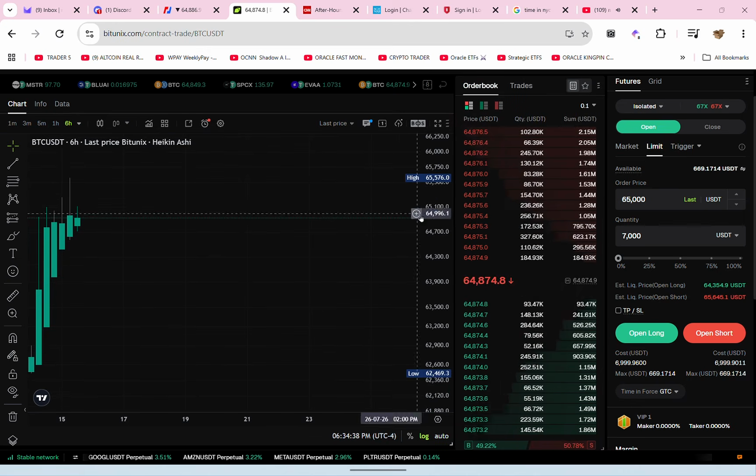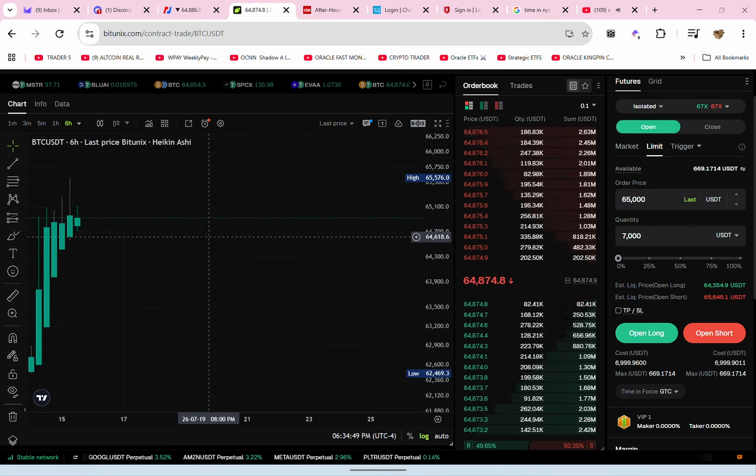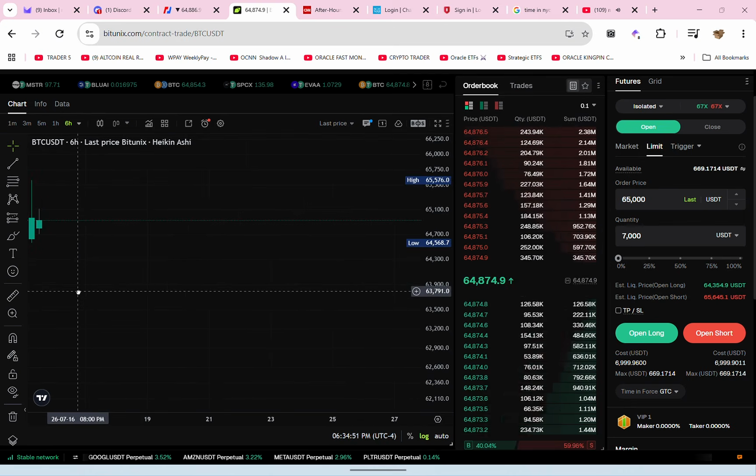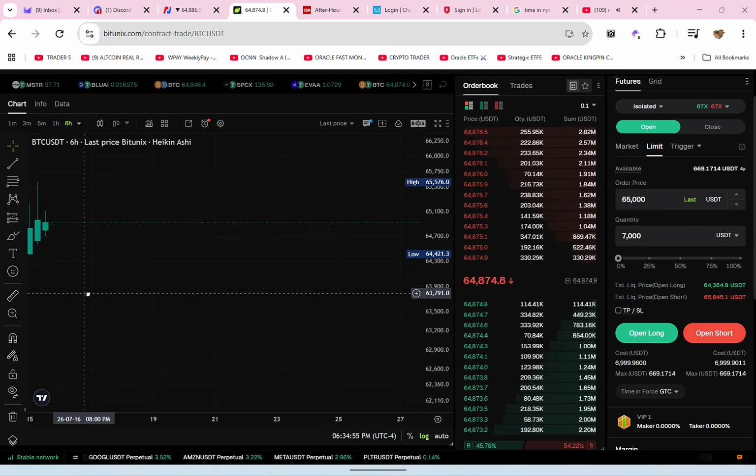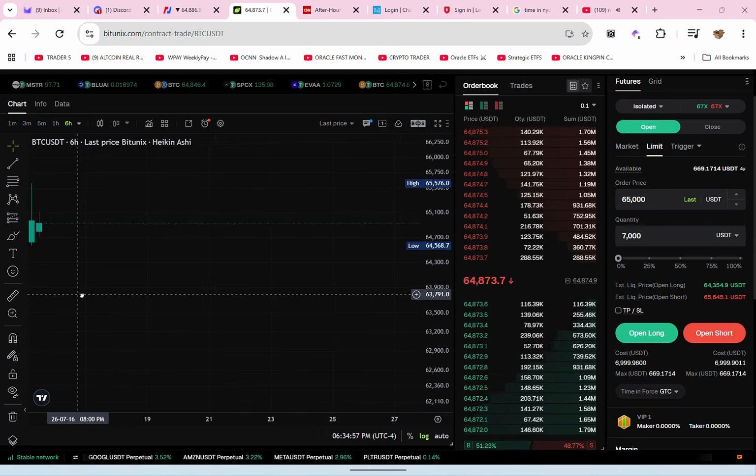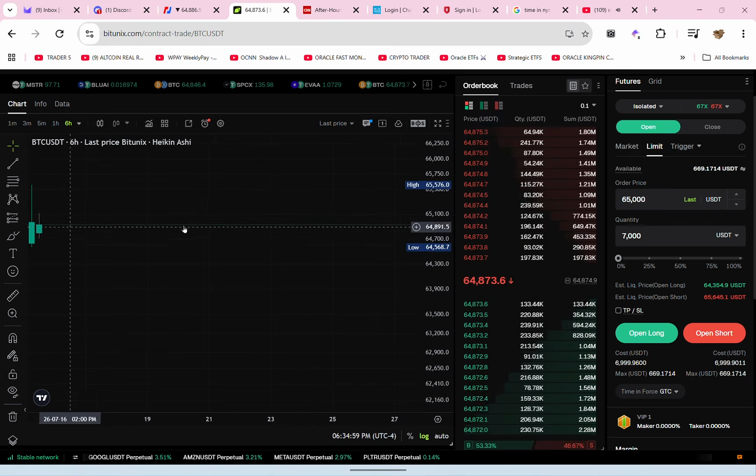6 hour. The high price was $65,576. The low price was all the way down to 62. And this is a 6 hour chart, but that's over a couple of days. So now let's move it to today. Look. This is the last 12 hours. Top of the range coordinates.